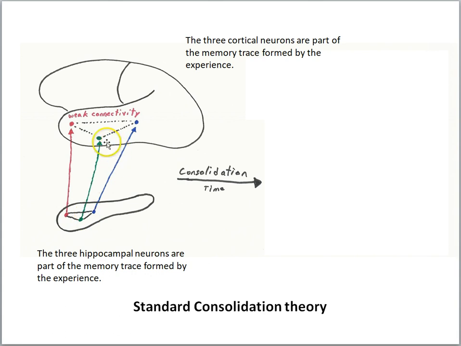Now, we said in the last lesson that scientists think that the cortex, of course, is also processing the learning episode, but the nature of the changes here are not as significant as in the hippocampus. In other words, this memory trace may be weaker than the memory trace in the hippocampus.